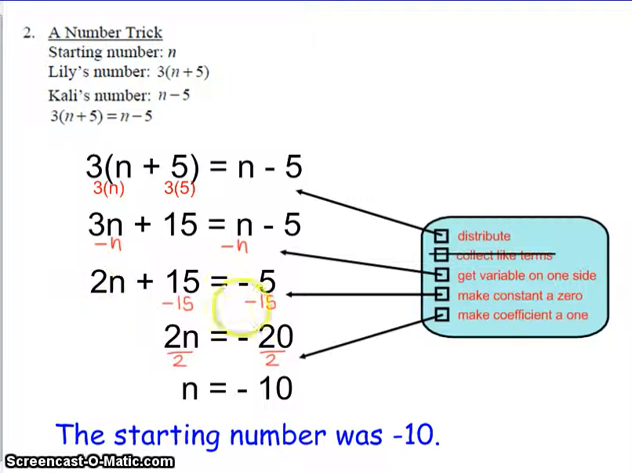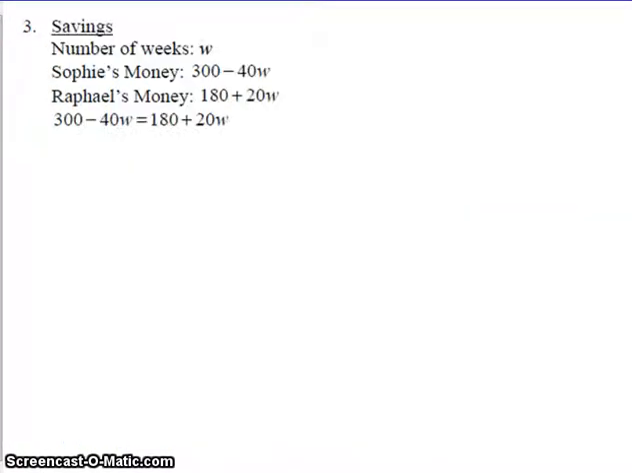So then we get our constant to 0 by subtracting 15 from both sides, and we get our coefficient into a 1 by dividing by 2, which gives us a starting number of negative 10. If you start with negative 10, then whatever Lily does and whatever Callie does, we'll end up getting the same number. Let's look at one last one that we went through in class today. Savings.